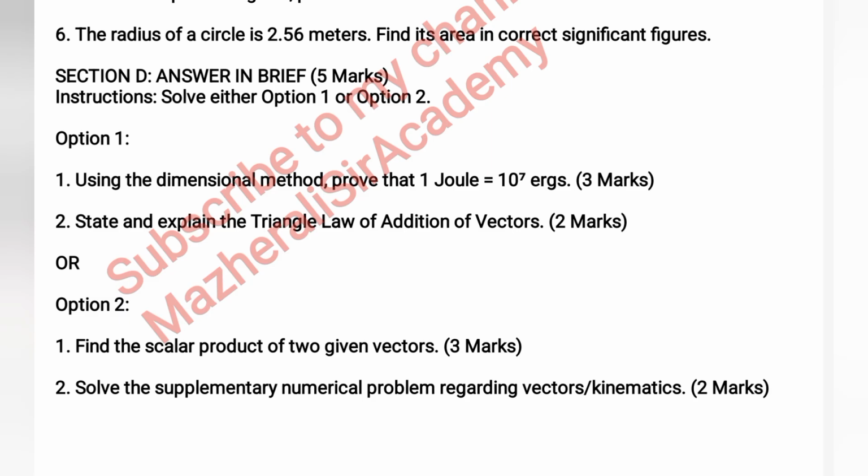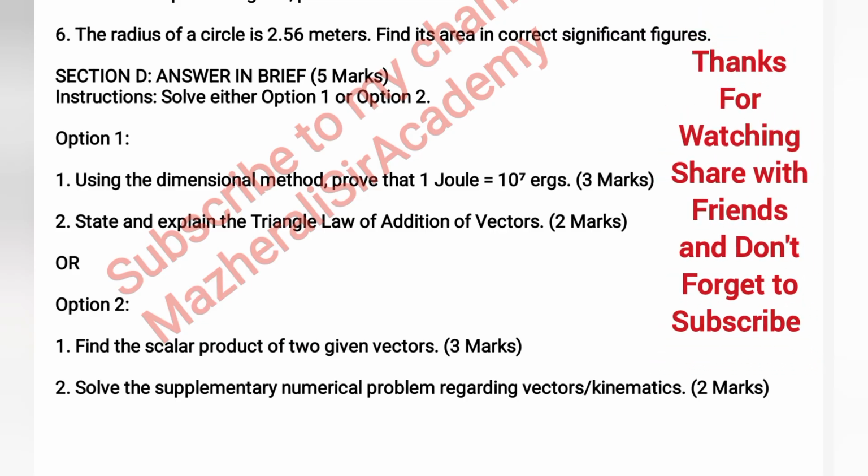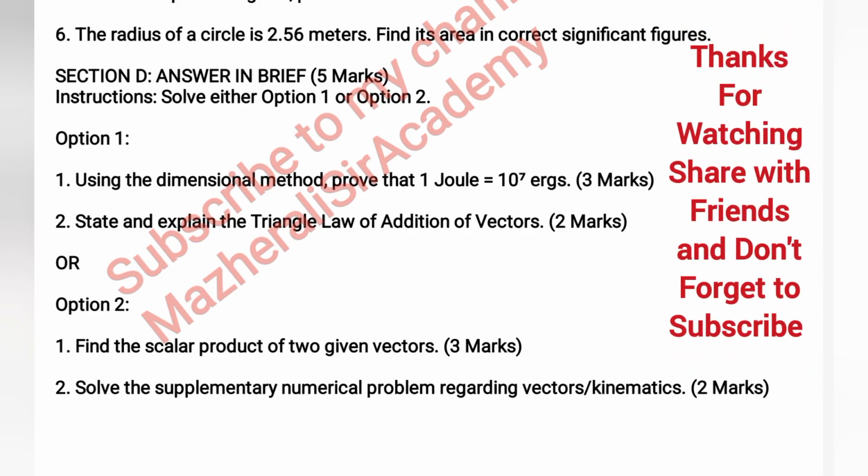Or, option 2. 1. Find the scalar product of 2 given vectors. 3 marks. 2. Solve the supplementary numerical problem regarding vectors/kinematics. 2 marks.